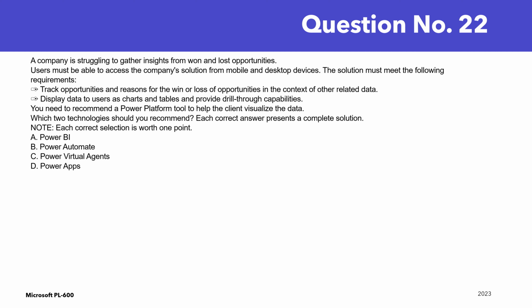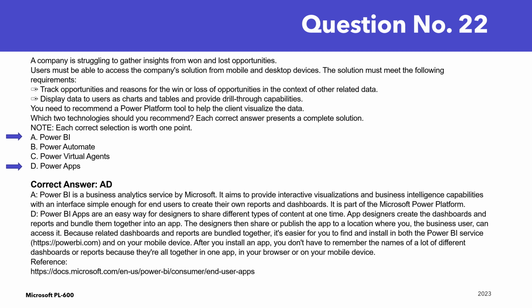Which 2 technologies should you recommend? Each correct answer presents a complete solution. Note: each correct selection is worth 1 point. A. Power BI. B. Power Automate. C. Power Virtual Agents. D. Power Apps. Correct answer: A, D.